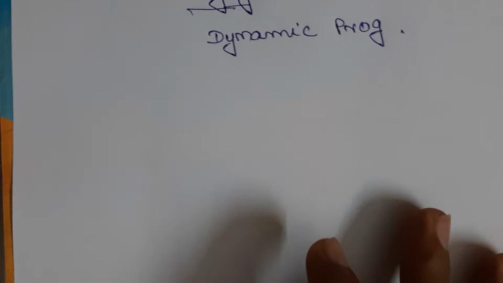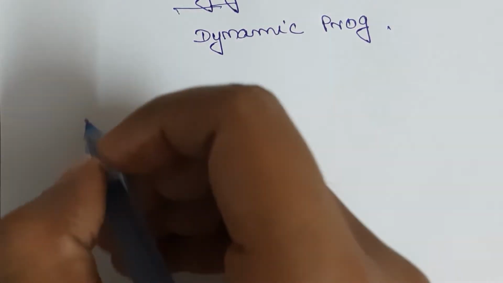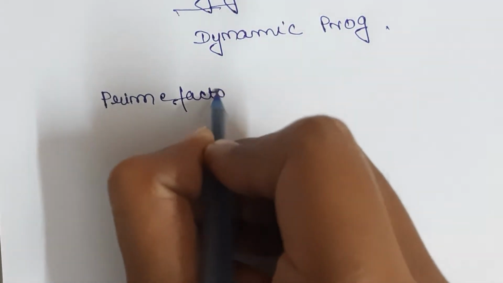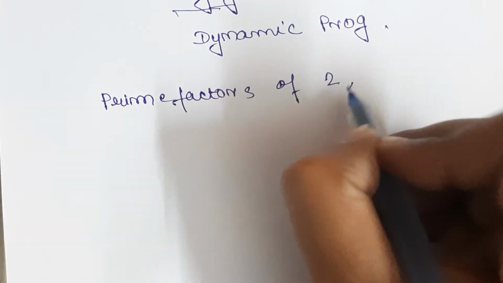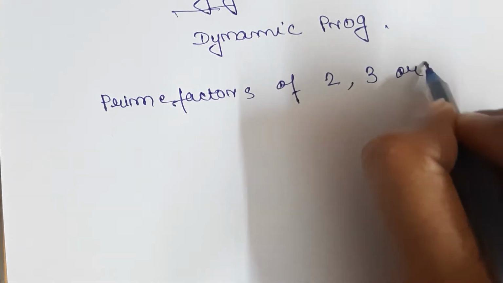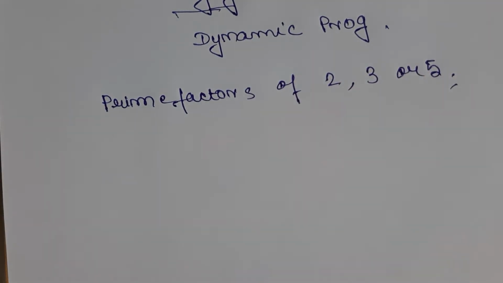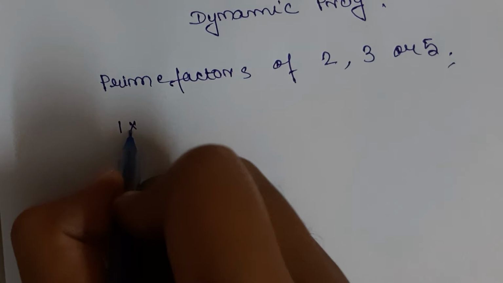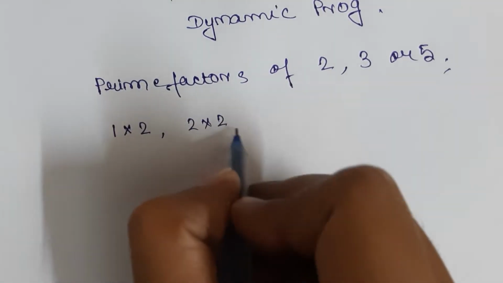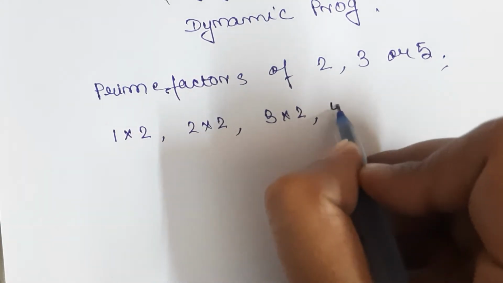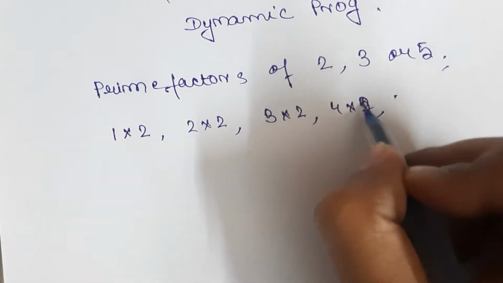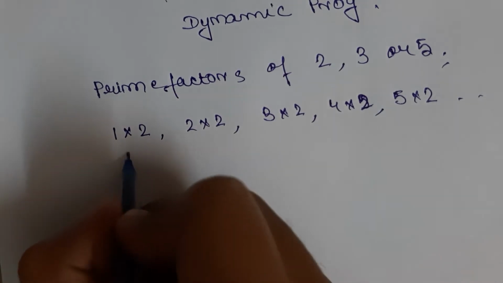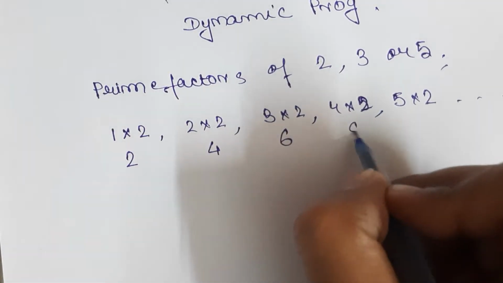Ugly numbers are numbers which have prime factors of 2, 3 or 5. This means the numbers are 1 into 2, 2 into 2, 3 into 2, 4 into 2, 5 into 2, such that each has a prime factor of 2. It means 2, 4, 6, 8 and 10.